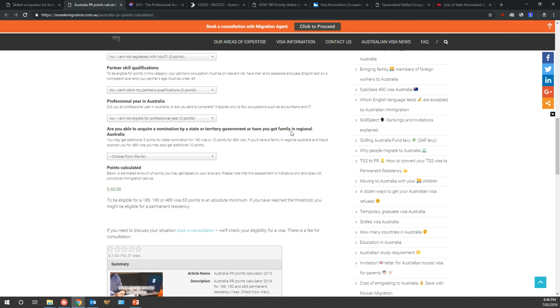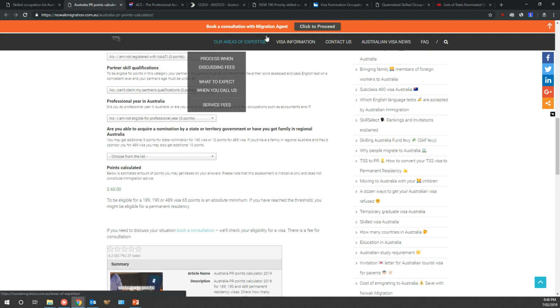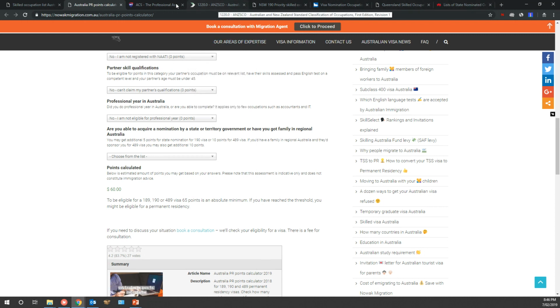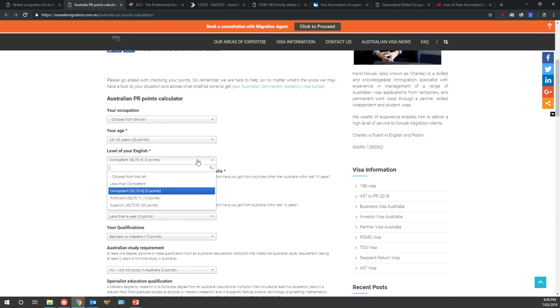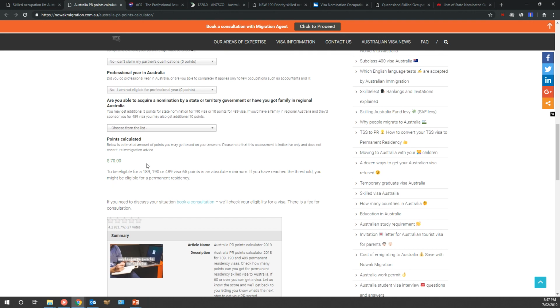But first of all, let's have a look whether you would qualify for 189, which does not need the state nomination. So 60 points is not enough. 65 in theory is the absolute minimum. However, at the very moment, you would have to get at least 70 to get the invitation. So if you were able to pass an IELTS test on 7, IELTS or PTE, TOEFL, whichever, on a proficient level, that would give you an extra 10 points. So 70. With 70, there is a chance that you may get an invitation for 189.